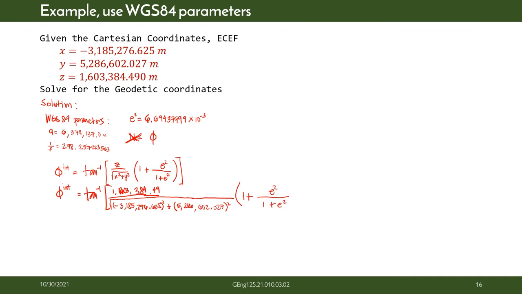3,183,502.726 squared plus 5,286,602.027 squared. Okay. And 1 plus e squared over 1 plus e squared. I will not write the e squared because it's too long. It takes so much space. So now we have the initial value. I will try to compute. So now we have the value.